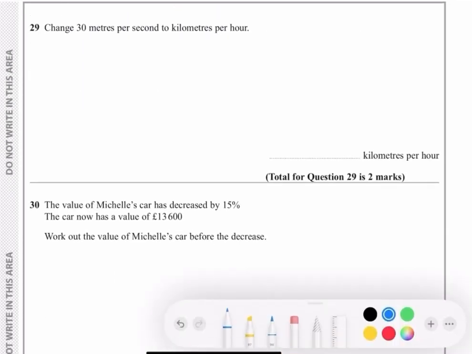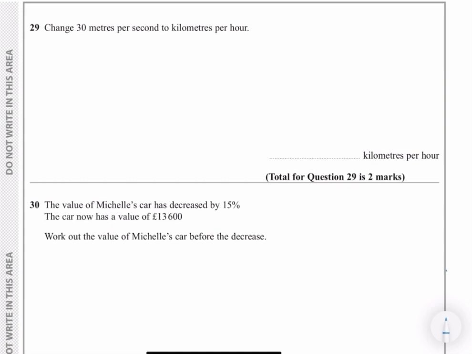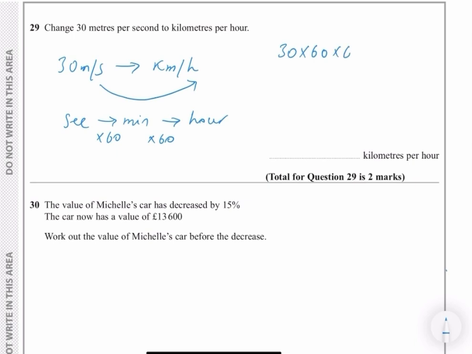Okay, question 29, we need to change 30 meters per second to kilometers per hour. We just need to convert each measurement into the new one. Times by 60, and by 60 again. So meters into kilometers, we're going to divide by 1,000. So the answer is 108 kilometers per hour.